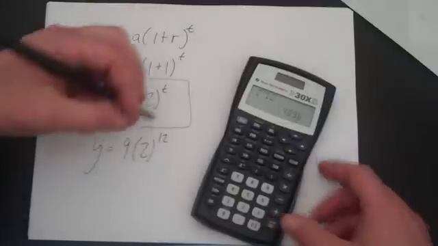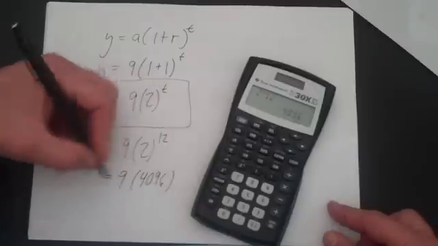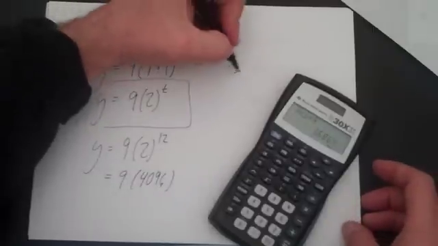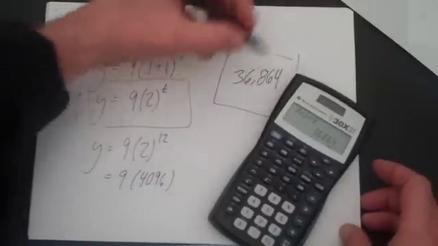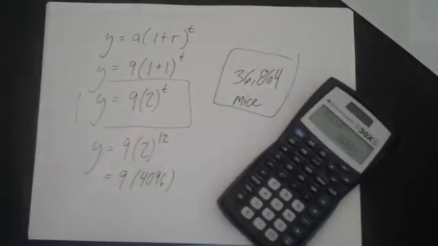2 raised to the 12th, that's 4,096. Now 9 times 4,096. You end up with 36,864 mice in your garage. If there's not room, you can always add on.